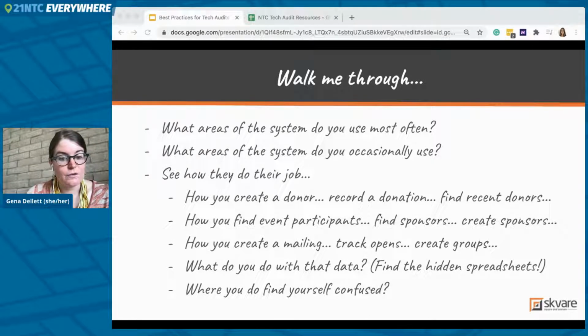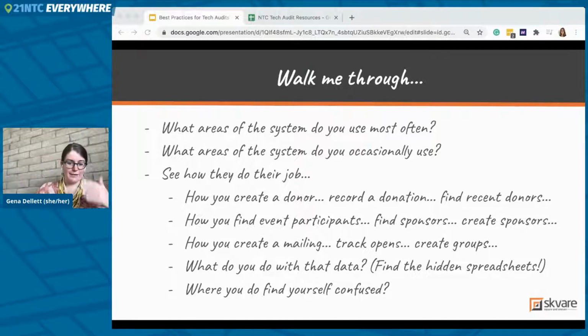So if you're the one who's most familiar with the system in the organization, even having them walk you through what their process is to complete some of their most regular tasks, or tasks that they sometimes get hung up on. So, for example, maybe there's a new donor. How would you create a donor in your system? Can you show me what that looks like? It looks like you have some paper checks from donations that recently came in. How do you log those in the system? How do you find your event participants? We have this event coming up. Can you show me how you find your event participants?